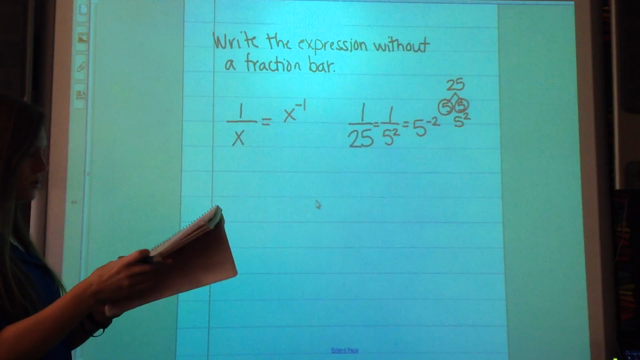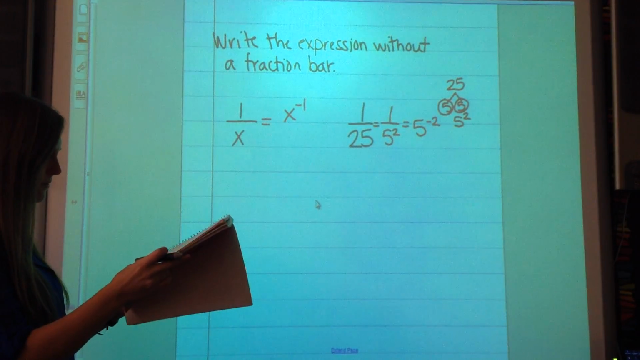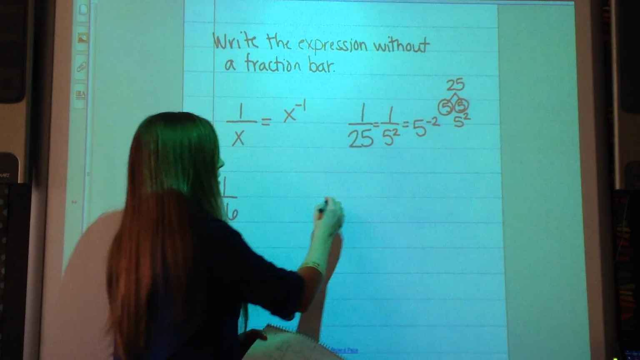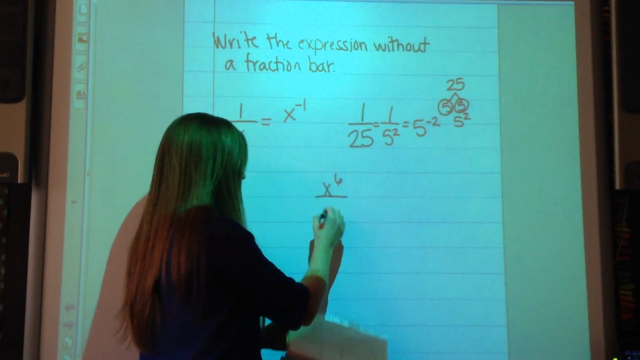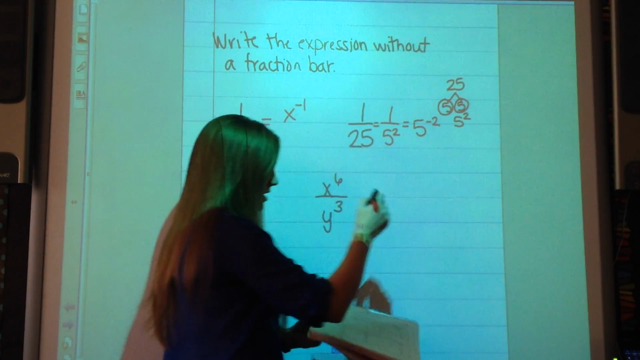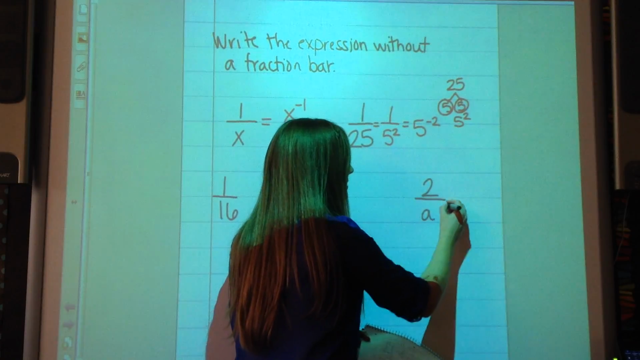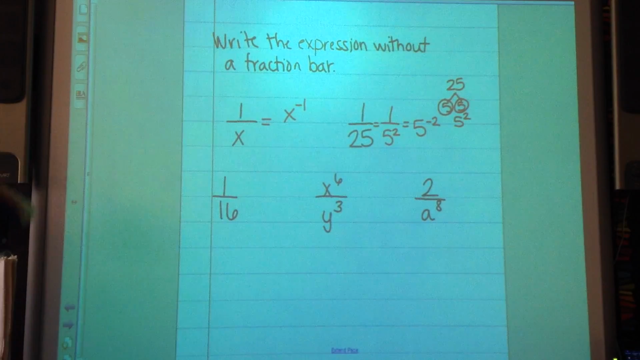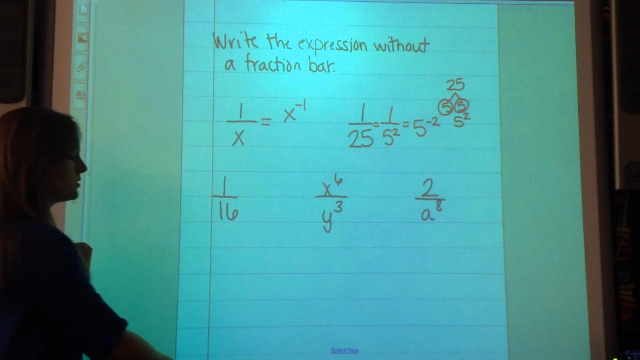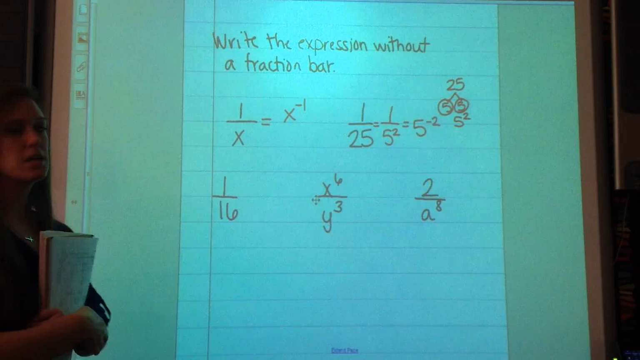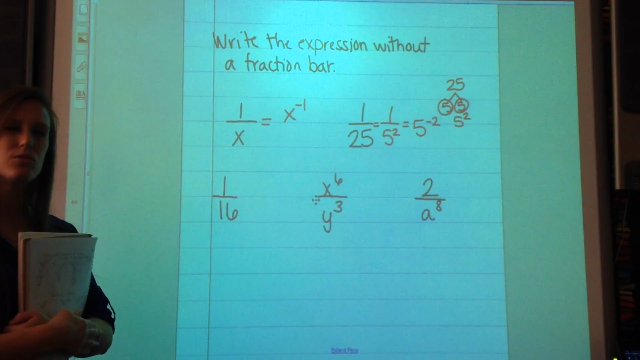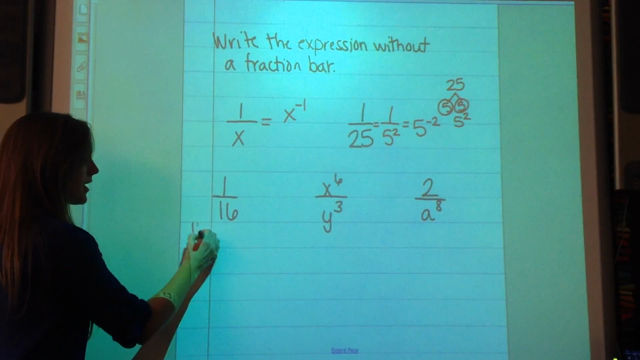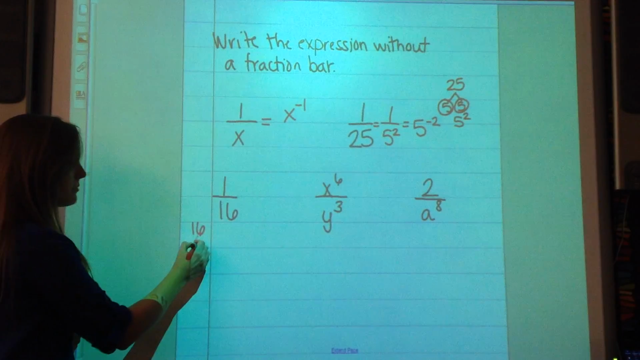So I would like you to try, I have 3 of them here for you. 1 over 16, x to the 6th over y cubed, and 2 over a to the 8th. Push pause and try those now. Okay, so I'm going to start with 16, and my goal again is to rewrite 16 using prime numbers. So if I don't know how to break 16 down, I'm going to use a factor tree or a ladder diagram.